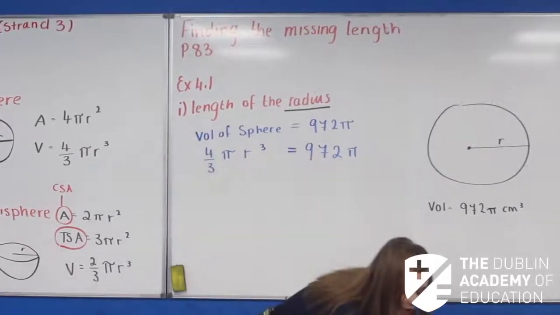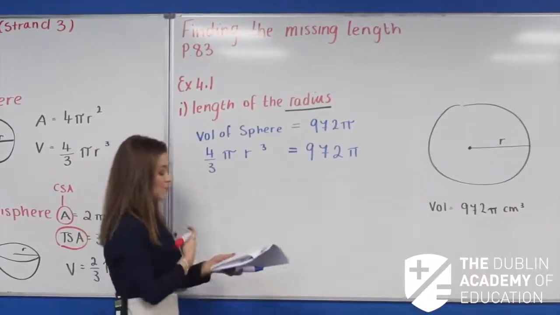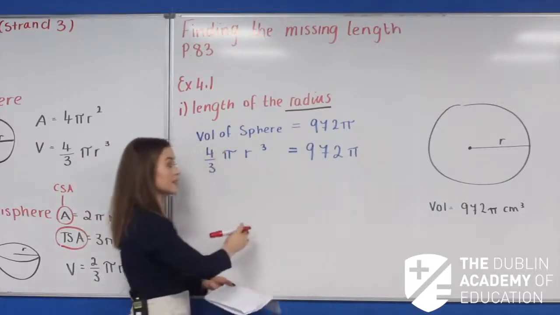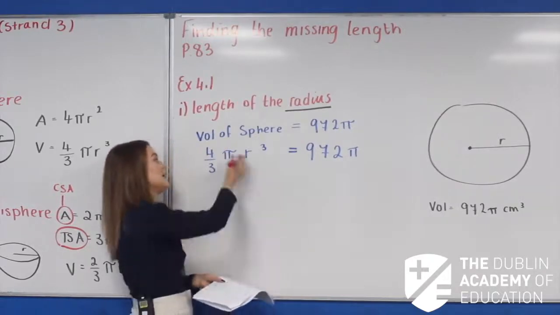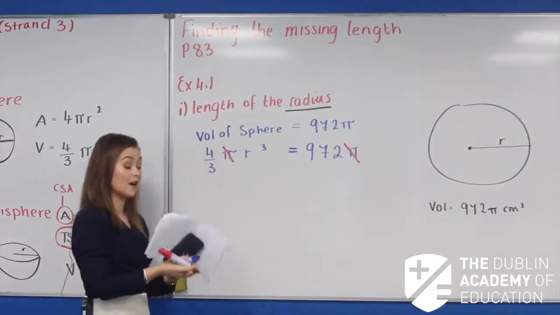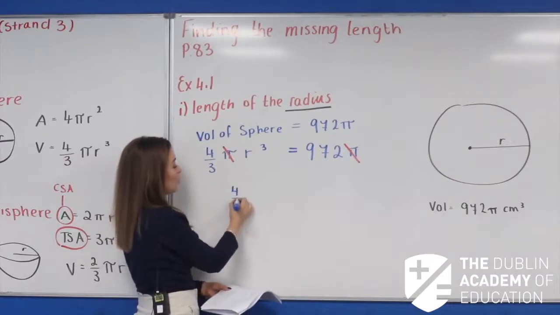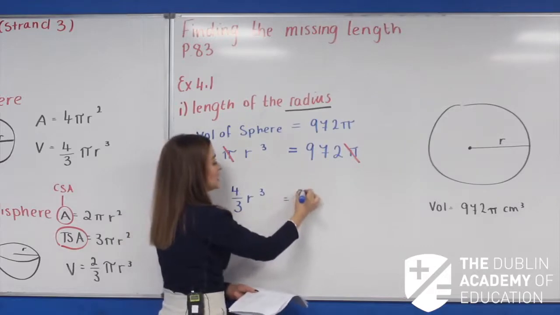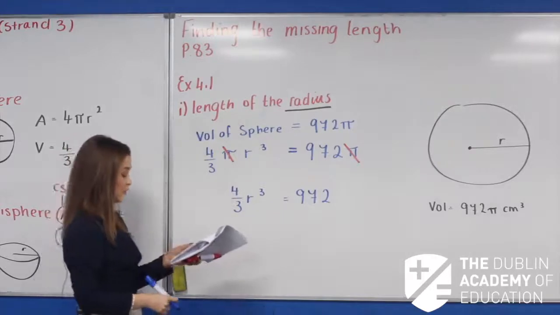Starting off from here, the first thing you should notice, and we normally refer to this as balancing, is that pi is on both sides. What we can do there is divide both sides by pi and cancel each out. So the first thing that happens is those 2 pi's are gone. What I'm left with is 4 over 3 r cubed equals 972. So that's my first step done.